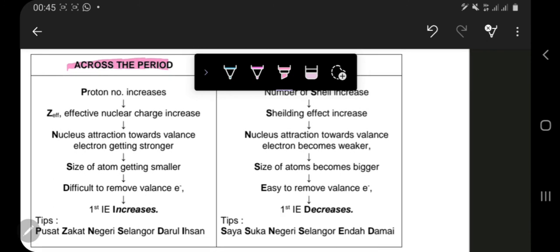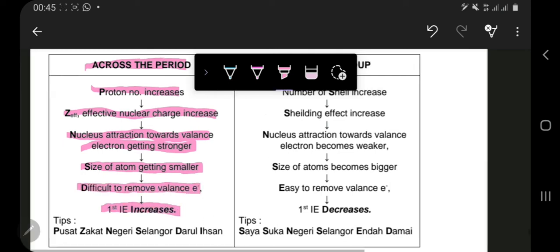Okay, next we go to the explanation when we go across the period. Proton number increases, effective nuclear charge increases. Therefore the interaction between the nucleus and the valence electrons gets stronger. It makes the size of the atom smaller. So it will be difficult to remove the valence electron. Therefore, the first ionization energy increases.